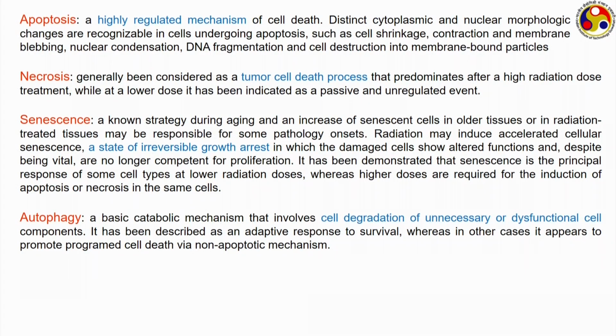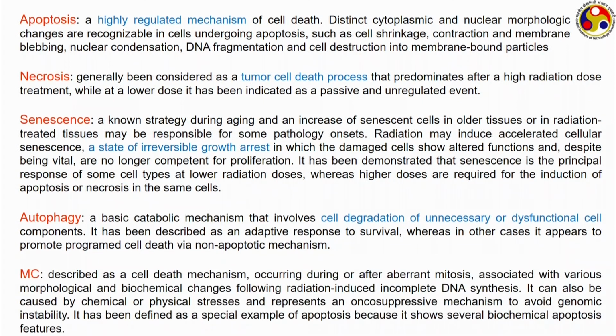Autophagy is a basic catabolic mechanism that involves cell degradation of unnecessary or dysfunctional cell components. Again, it is a very natural process. The dysfunctional cell components are being eaten up by the cell itself or some other part of the body whose function is to clean the unnecessary portions, thereby cleaning the body itself. It has been described as an adaptive response to survival, whereas in other cases it appears to promote programmed cell death via a non-apoptotic mechanism. And finally, MC or mitotic catastrophe.